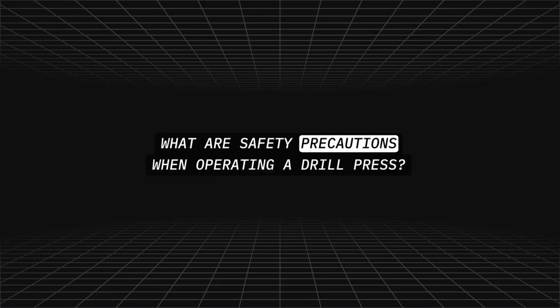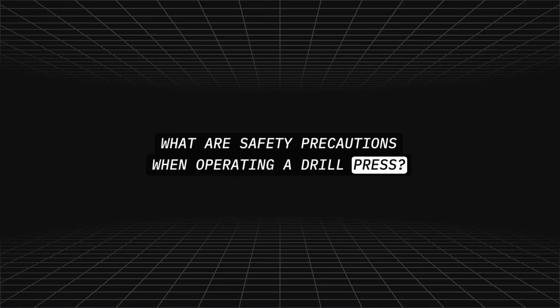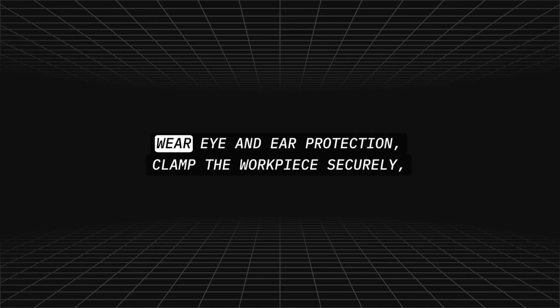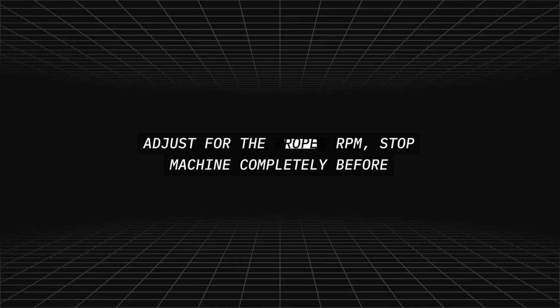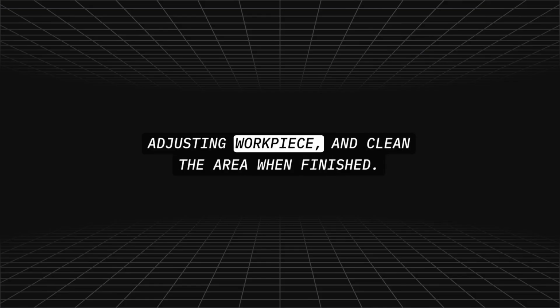What are safety precautions when operating a drill press? Wear eye and ear protection. Clamp the workpiece securely, adjust for the proper RPM, stop machine completely before adjusting workpiece, and clean the area when finished.